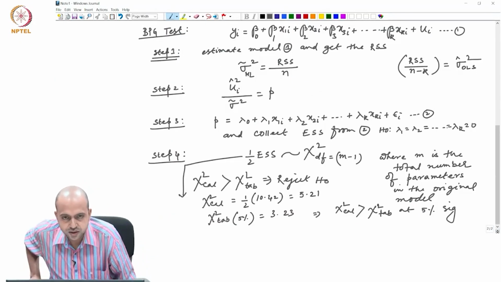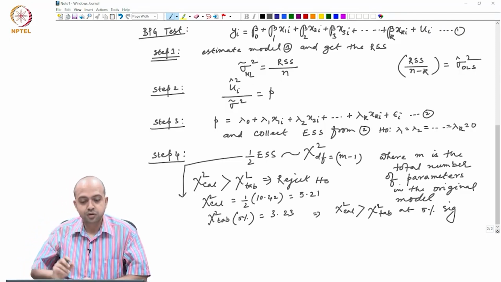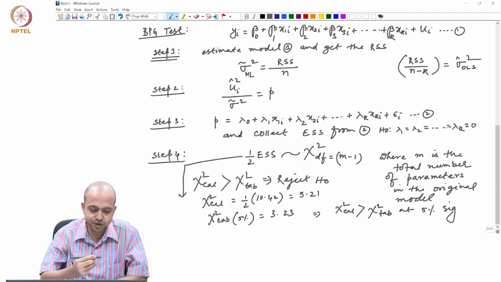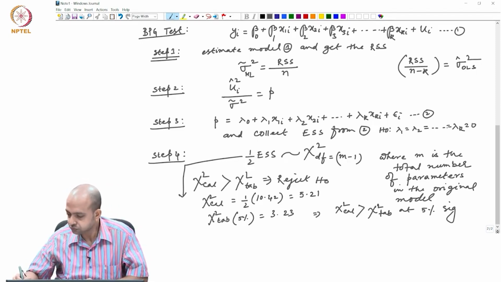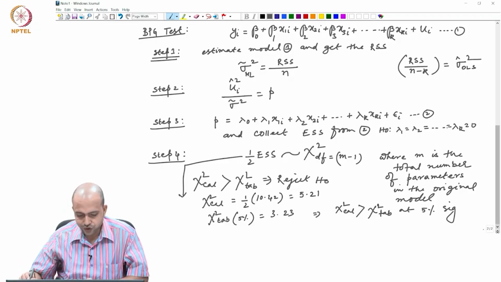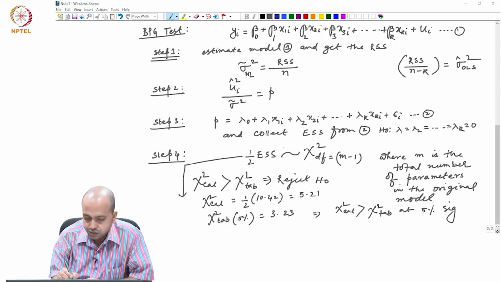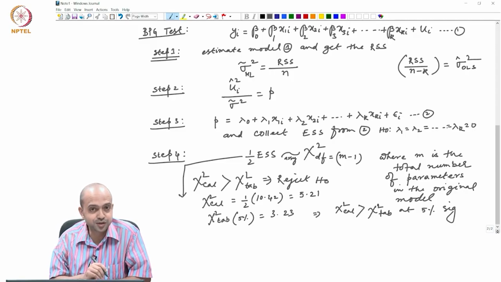All right. So, this is the Breusch-Pagan-Godfrey test, but there are two limitations of this BPG test also. What are those two limitations? First of all, this chi-square, this ESS by 2, asymptotically follows chi-square distribution. That means this particular test statistic follows the chi-square distribution only in large sample.